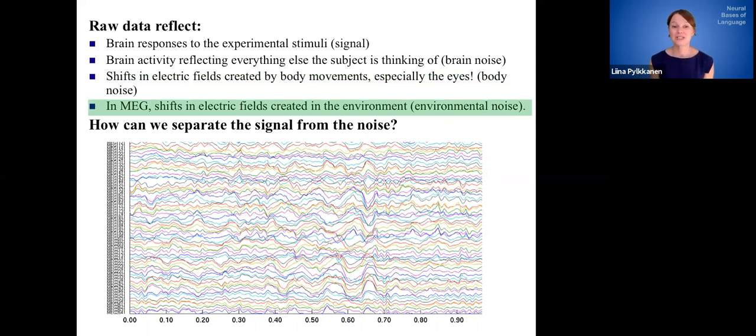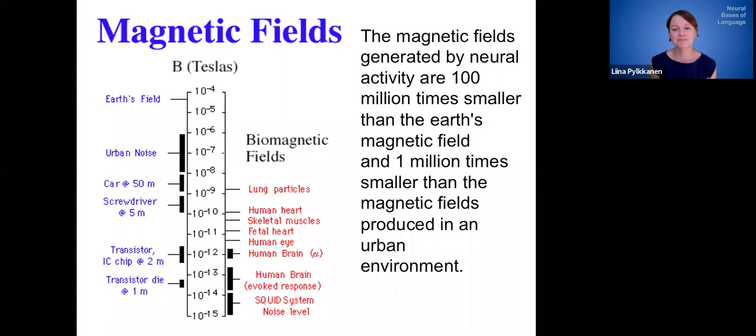Here's then a harder one. Especially in MEG, and mostly in MEG, we have to deal with environmental noise in very fancy and expensive ways. The fundamental nature of the MEG signal is that the magnetic fields that we're trying to capture are super tiny. Here's a little scale that shows you where the human brain is. So it's down here, a very, very tiny signal. And almost everything else that happens elicits or causes a much bigger magnetic field.